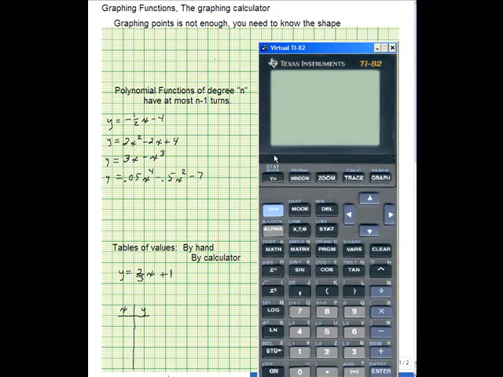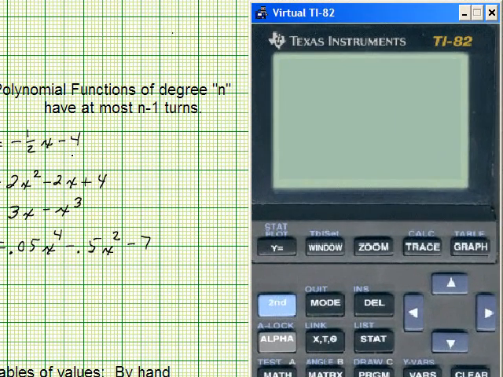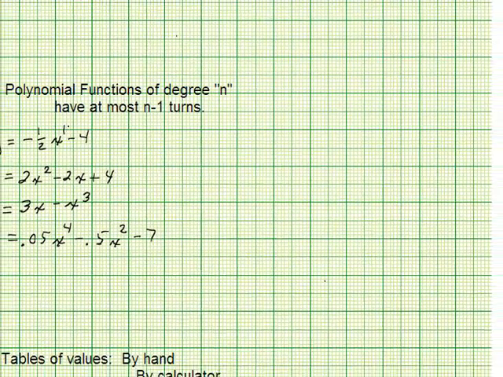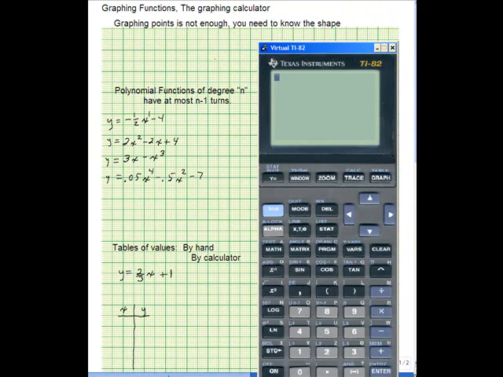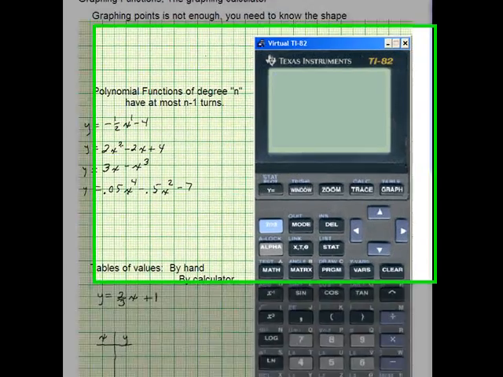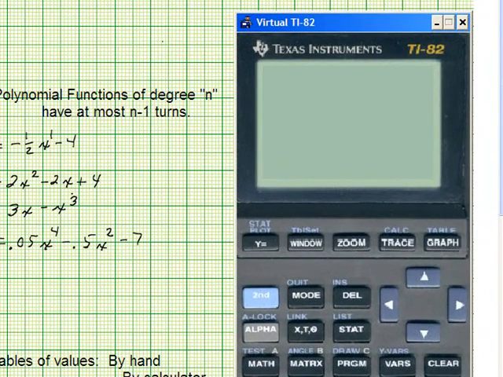And I'll do that by bringing up this calculator, turn the calculator on, and we're going to graph 4 functions of different degrees. In the first function, the degree is 1 understood. I don't show the degree, but it's there. In the second function, the degree is 2. In the third function, degree 3. And in the fourth function, degree 4. And we're going to look at the number of turns in the functions.